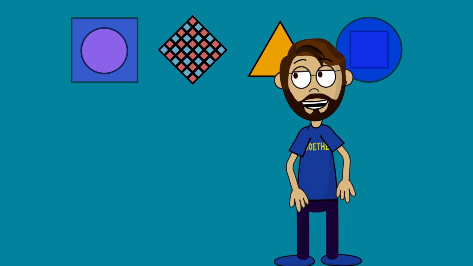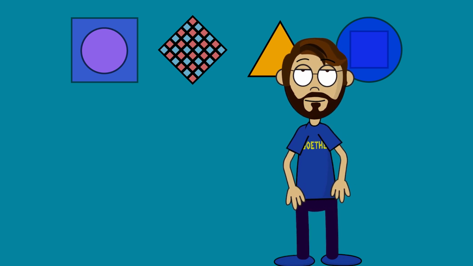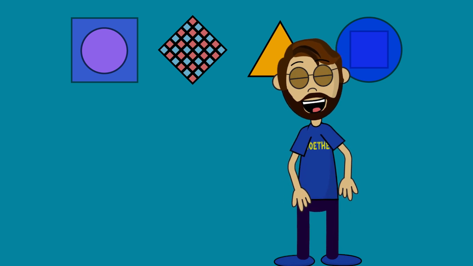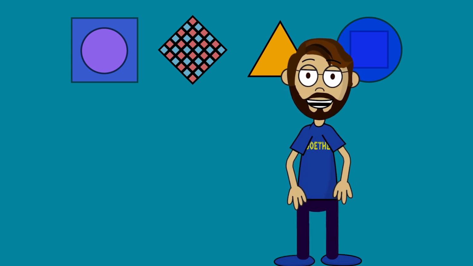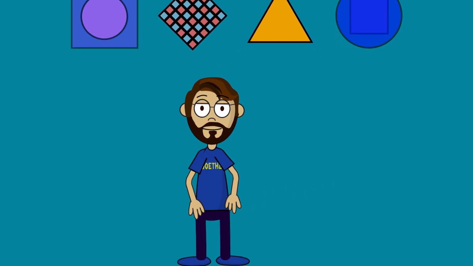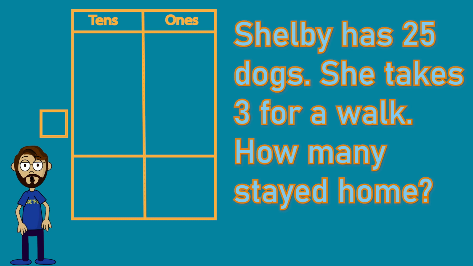Today, what we're going to need to do is think about, are we adding or subtracting? Then what are the numbers, and how will we put them together? Let's start with this one. Shelby has 25 dogs. She takes 3 for a walk. How many stayed home?